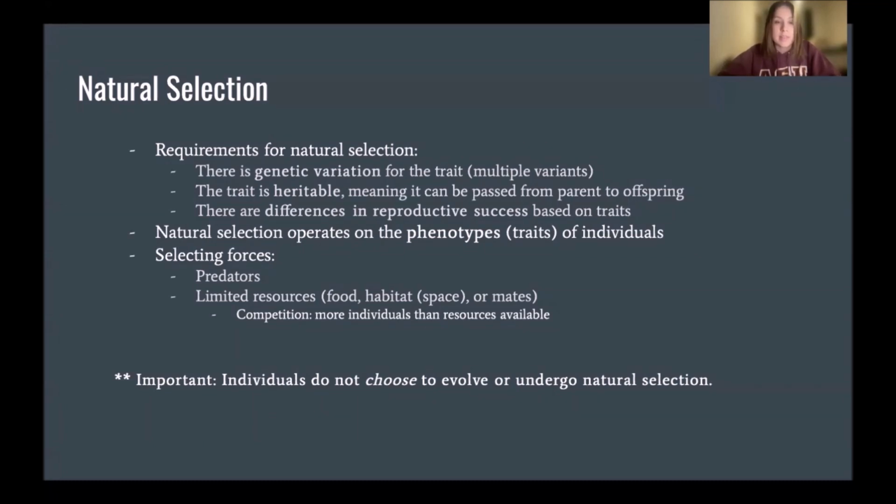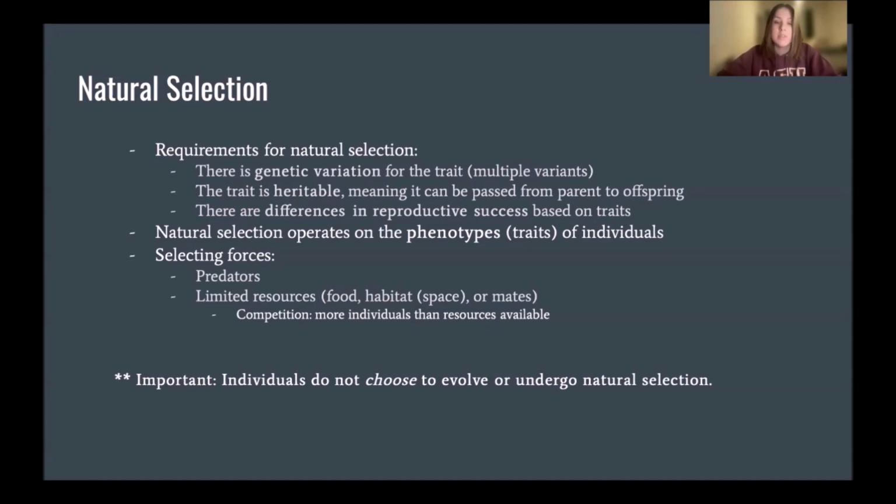The second requirement is that the trait is heritable, meaning it can be passed from parent to offspring. And this is also not great because let's say there's an organism who has super strength, but it is infertile. And so it's not able to pass down this super strength since it's infertile. So that wouldn't be applicable to natural selection.